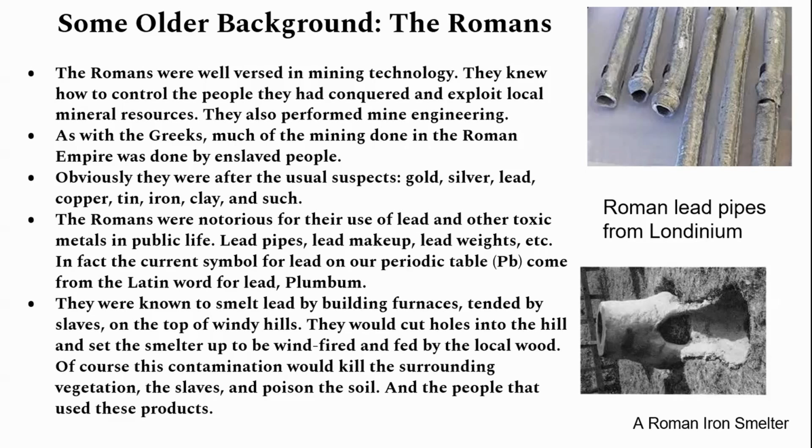So on the top right, you've got actual Roman era lead pipes from London or Londinium. Those were found during excavations. And then on the bottom right, you've got the funnel for a Roman iron smelter. So the iron would have been coming out of the left-hand side of that tube, and probably there would have been some sort of way to feed it from up in the top.